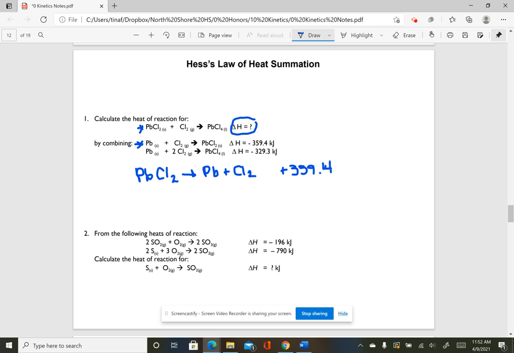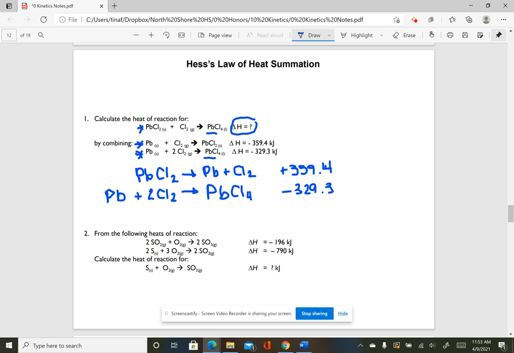All right, now I want to look at my second reaction that's given, and I want to try to make this reaction look like the reaction that's being asked about. So I'm noticing that PbCl4 is on the right side, and PbCl4 is on the right side as well. So I don't have to do anything to this reaction. It's already in the right direction. So I'm just going to rewrite it. And I'm just going to start from here because I want my arrows to line up, and you'll see why in a minute. See how my two arrows are directly underneath each other? That's going to make the next part easier. PbCl4. And because I didn't do anything to the reaction, I'm going to keep its delta H the same.